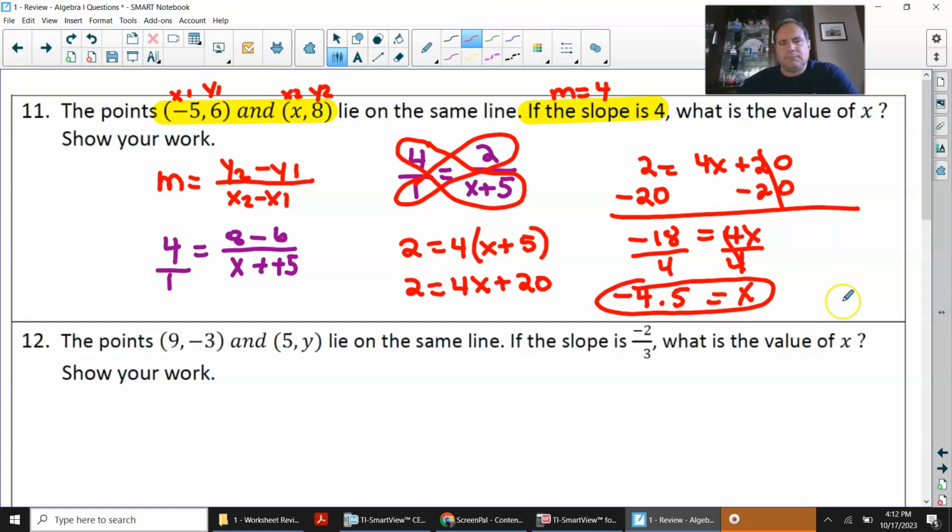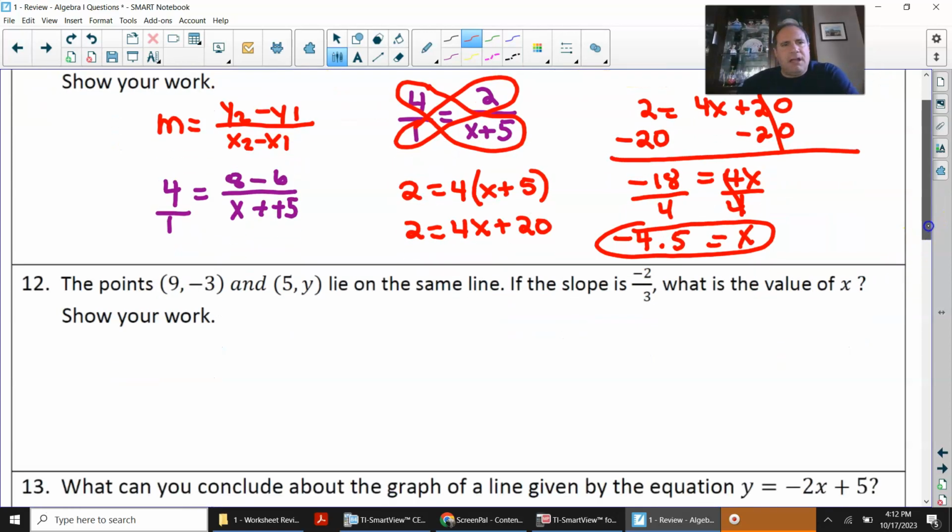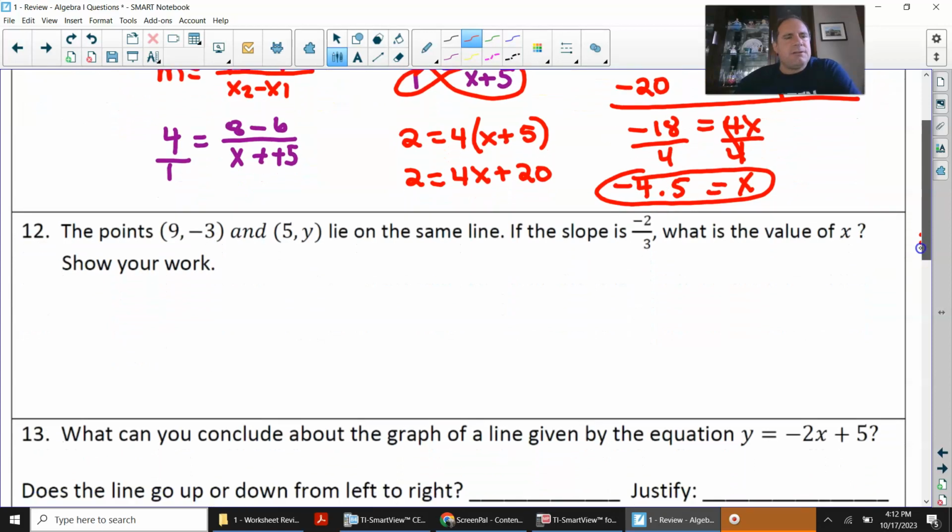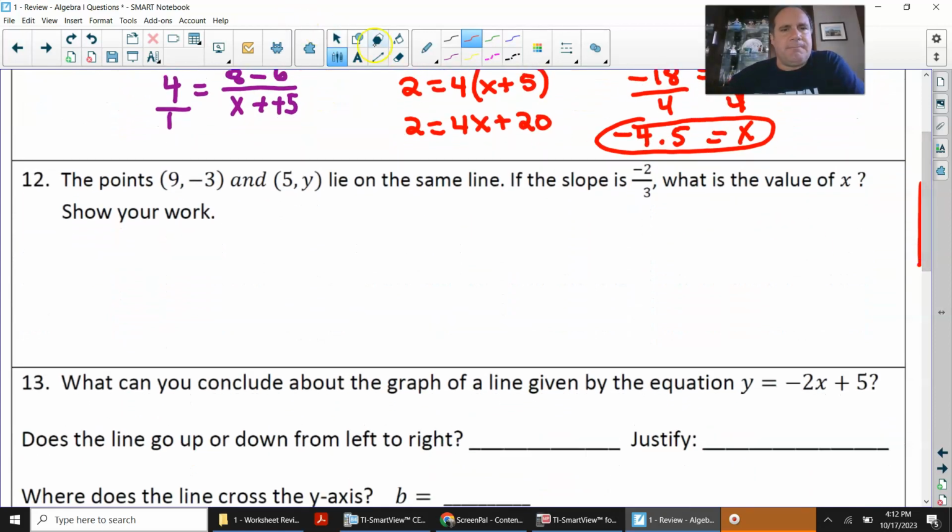And that's it. Right? It's a lot of work for one question, but that's how you do it. So again, as soon as you see points x1, y1, x2, y2, then you rewrite the slope formula, m equals y2 minus y1 over x2 minus x1.